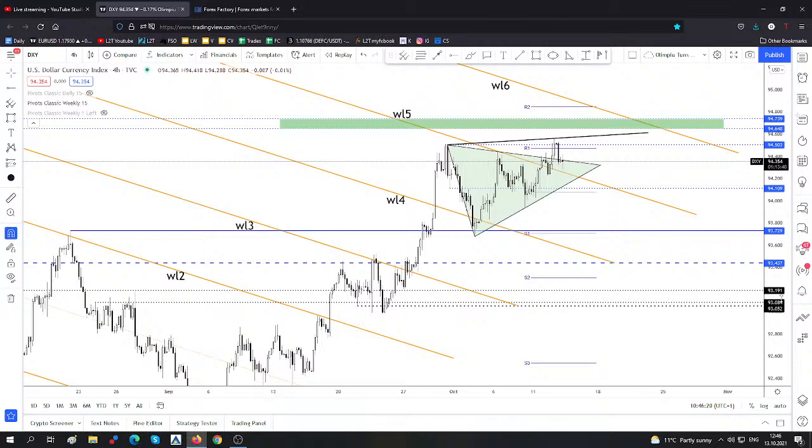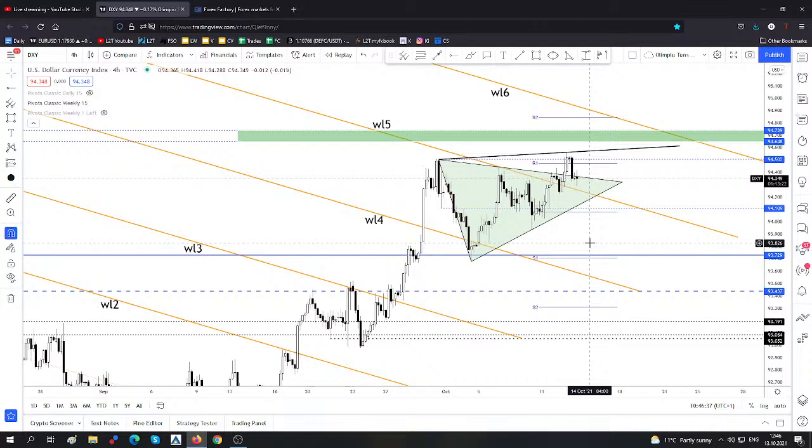So we'll take a look at Forex pairs, at majors. We'll take a look at commodities, at indexes, at cryptocurrencies. So I will be here for more than 1 hour.